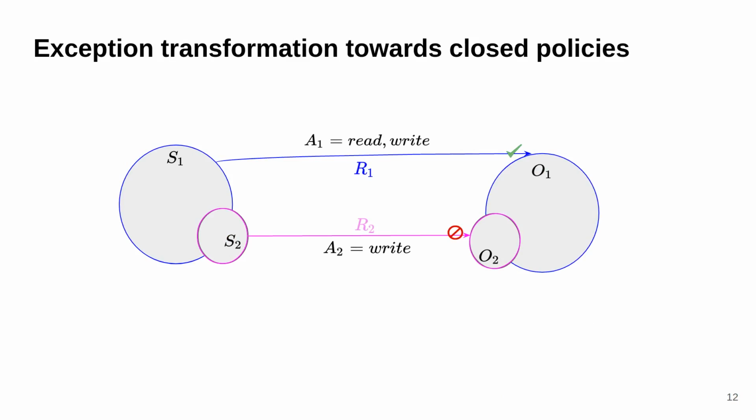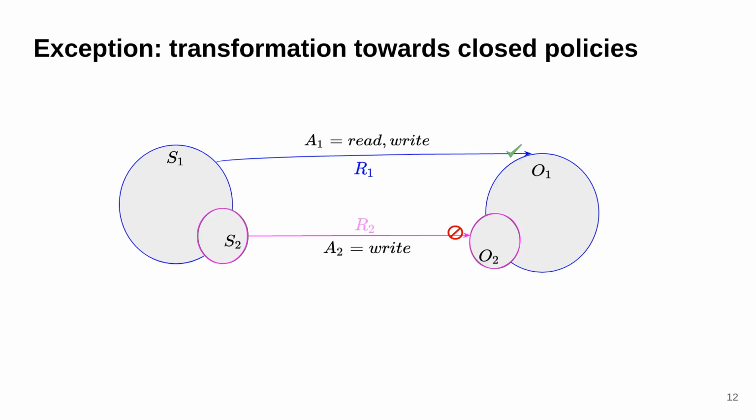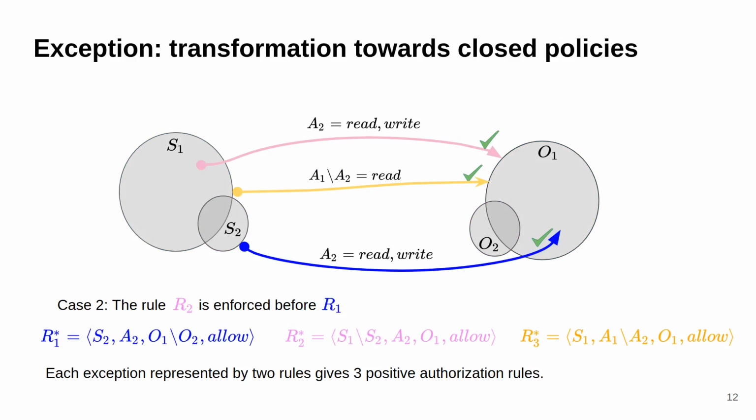The exception can be transformed trivially towards a closed policy according to the following two cases. If the positive authorization R1 is enforced before the negative authorization R2, the transformation is achieved by removing the negative authorization. However, if the negative authorization R2 is enforced before the positive authorization R1, then the rules R1 and R2 should be rewritten to three positive authorizations R*1, R*2, and R*3.